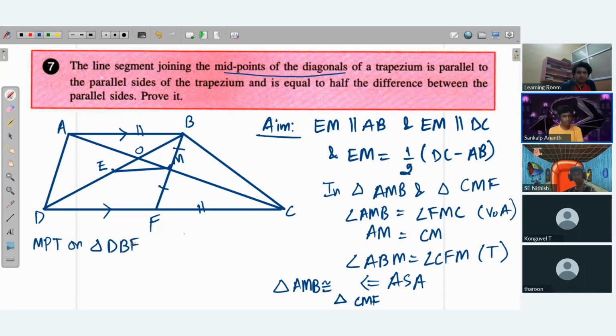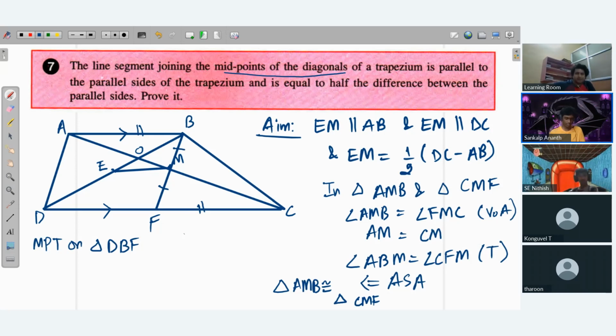How do you know AB is equal to FC, sir? It's CPCTC, congruent. Oh, okay, congruent. So what was the second angle in the triangle ASA? ABM and CFM, the transversal angles.